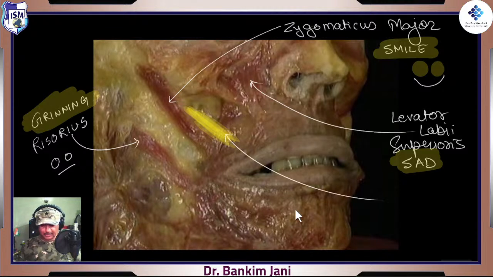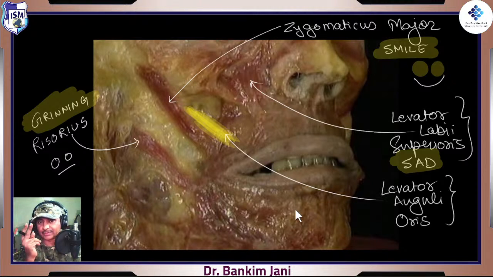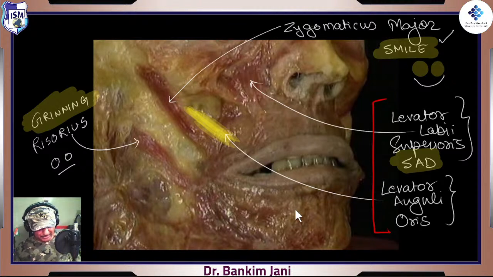So this muscle elevates the angle of the mouth. This is levator anguli oris, the angle of the oral cavity. So see, to become dukhi, you need to use two muscles, and to become happy, you need to use just one muscle, zygomaticus major. To become sad is such a painful thing. You have to use levator labii superioris and levator anguli oris. So tough, so many muscles to be used. So that's how these expressions go, from smile to grin to sad.